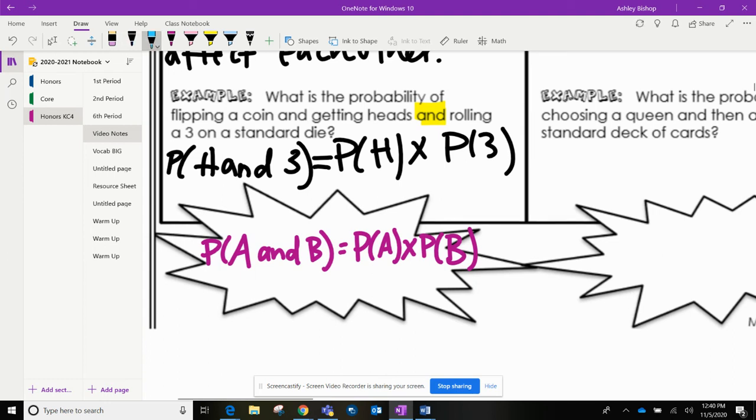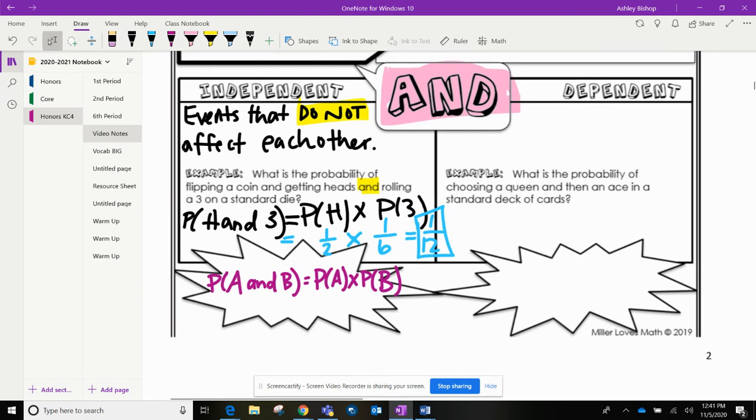The probability that when I flip a coin and it lands on heads is equal to 1/2. The probability that when I roll a die and it turns up to be 3 is 1/6. And then I'm going to multiply those. You can either do this in your calculator or know that when we multiply fractions, we multiply across. 1 times 1 is 1, and 2 times 6 is 12. So my answer is 1/12. If you have any questions on this example, please pause it and let me know.